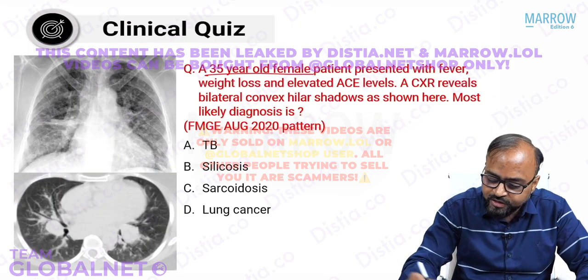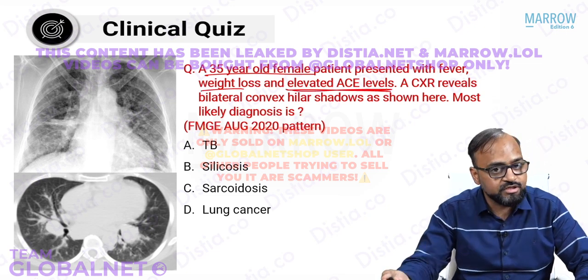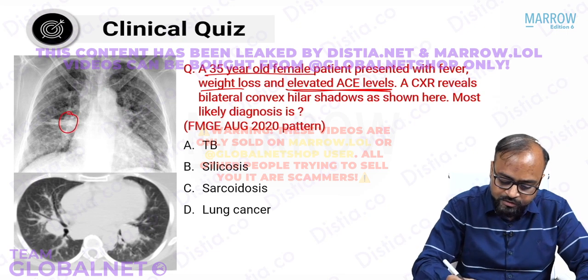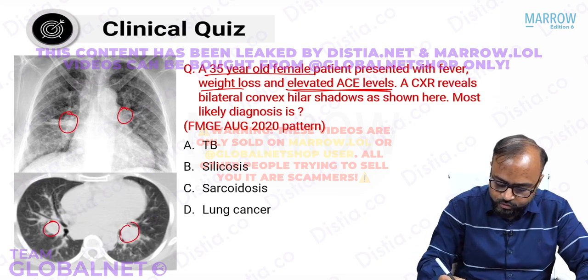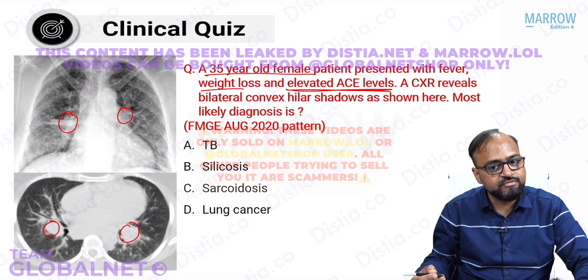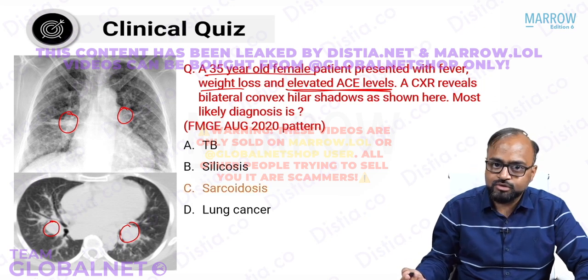And a 35-year-old female presenting with fever, weight loss, and elevated ACE enzyme levels is a clincher for sarcoidosis. Bilateral convex-appearing hilar lymph nodes are a feature of sarcoidosis. Yes.